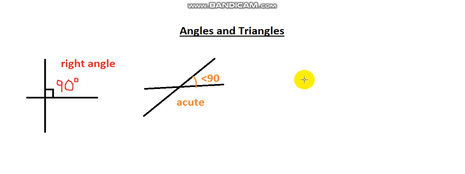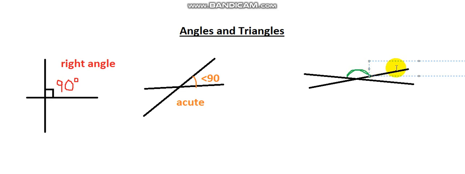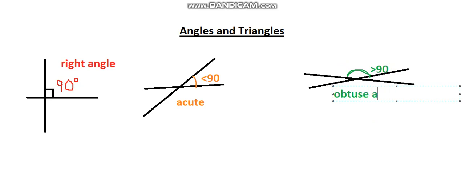We call these kinds of angles acute. And lastly, we have the ones that are more than 90 degrees. As you can see here, this is obviously more open than the right angle. It's bigger. So what that means is that this has to be more than 90 degrees. We call these kinds of angles obtuse angles.